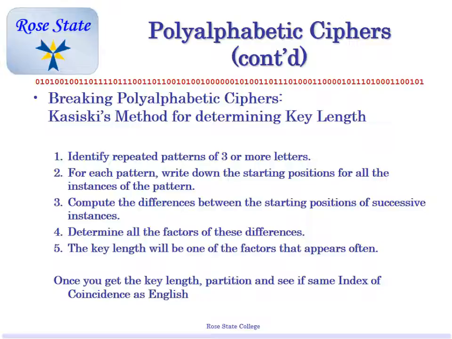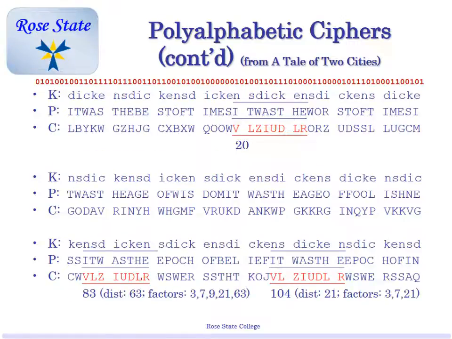Okay. So here's an example. For this picture, just look at the C. Don't worry about the rest of it. Just look at the third line down of each. So you'll notice we have VLZIUD. Everybody see that? We have the same VLZIUD here. We have the same VLZIUD here. So we have a repeating pattern. You find where the starting position is.